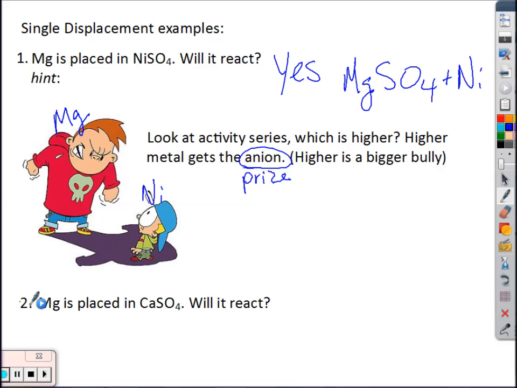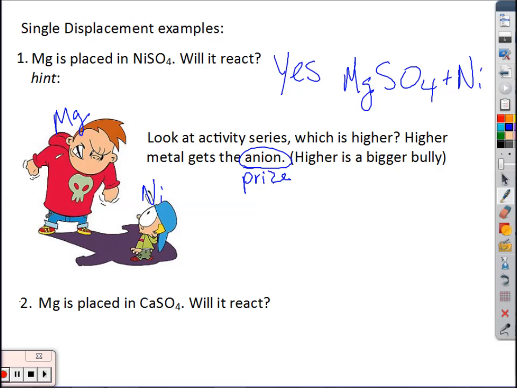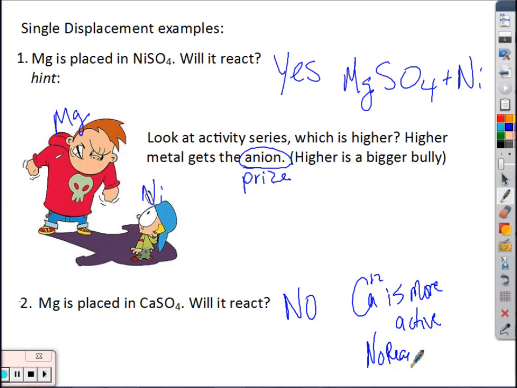Next one, magnesium is placed with calcium sulfate. Will it react? Now, the question is, is calcium a bigger bully or a smaller bully? And we go back to our chart and we find calcium is up here above magnesium. So calcium is the giant in this case. Will it react? No. Calcium is more active. So no reaction happens.